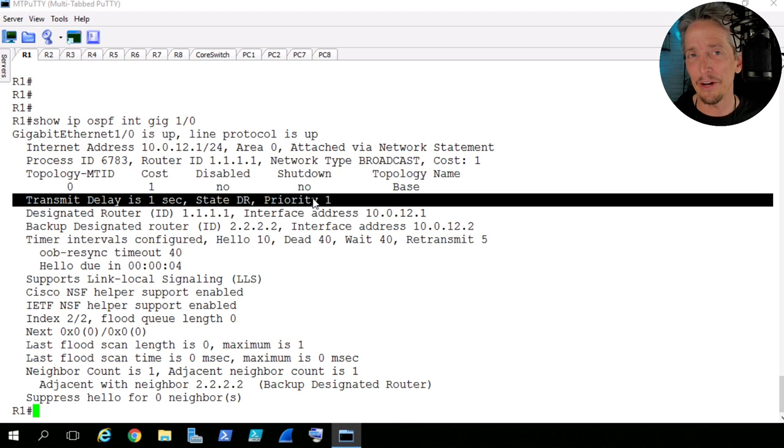And then if it's a tie on the priority, and we bring them both up at the same time, then it's going to be the router ID. The higher router ID is going to win. Okay, so let's talk about changing a few things up.